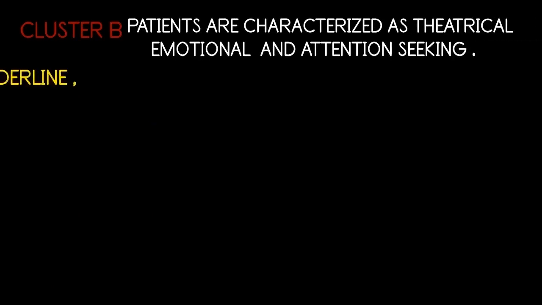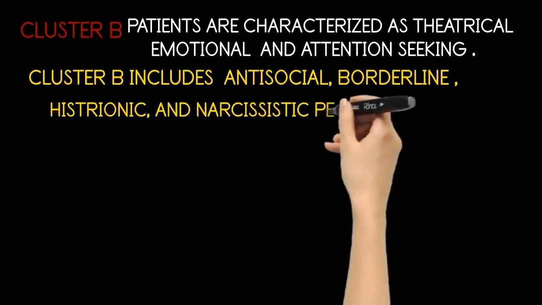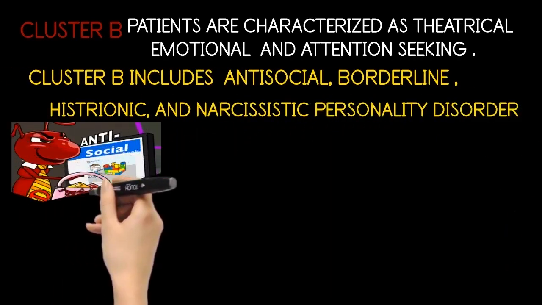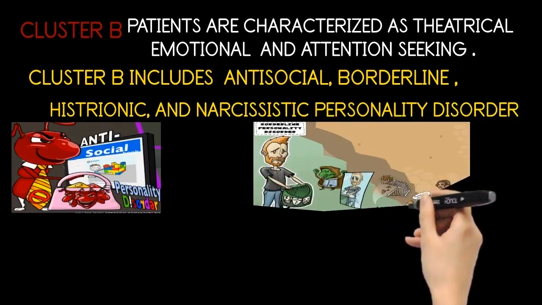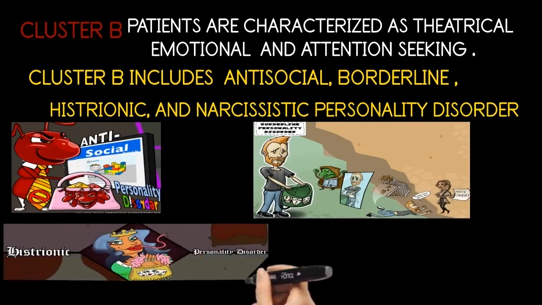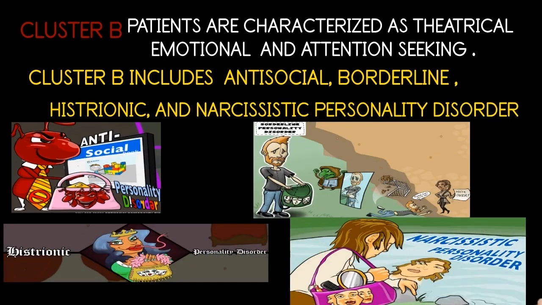Cluster B patients are characterized as theatrical, emotional and attention-seeking. Cluster B includes antisocial, borderline, histrionic, and narcissistic personality disorders. Antisocial personality disorder exhibits criminal behavior beginning in childhood such as truancy, fighting, destructiveness and theft. They show no remorse for their behavior.